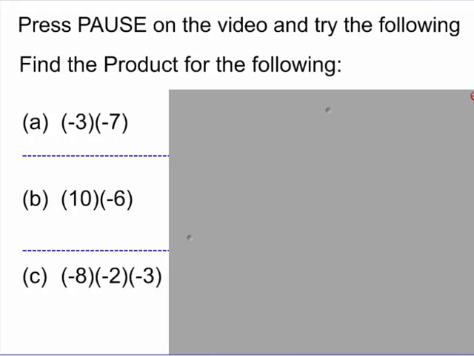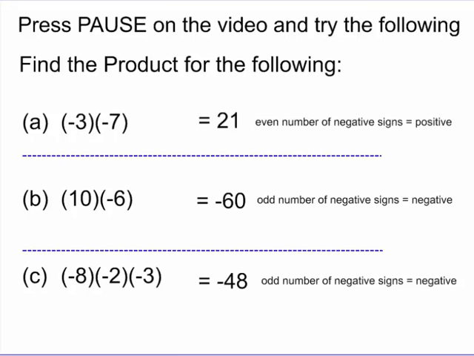Okay, welcome back. So I'm going to drop the screen here and we'll have a look. So negative 3 times negative 7. 3 times 7 is 21, and a negative times a negative, so that's an even number of negatives multiplied together, should end up as a positive answer. 10 times negative 6, so I have an odd number of negative signs, so I expect my answer to be negative, which you can see it is, and 10 groups of 6 is 60. And lastly, I'm counting up negative signs. I have 3 of them, so that's an odd number of negative signs, so I expect my answer to be negative. 8 times 2 is 16, 16 times 3 is 48, so I end up with a final answer of negative 48.